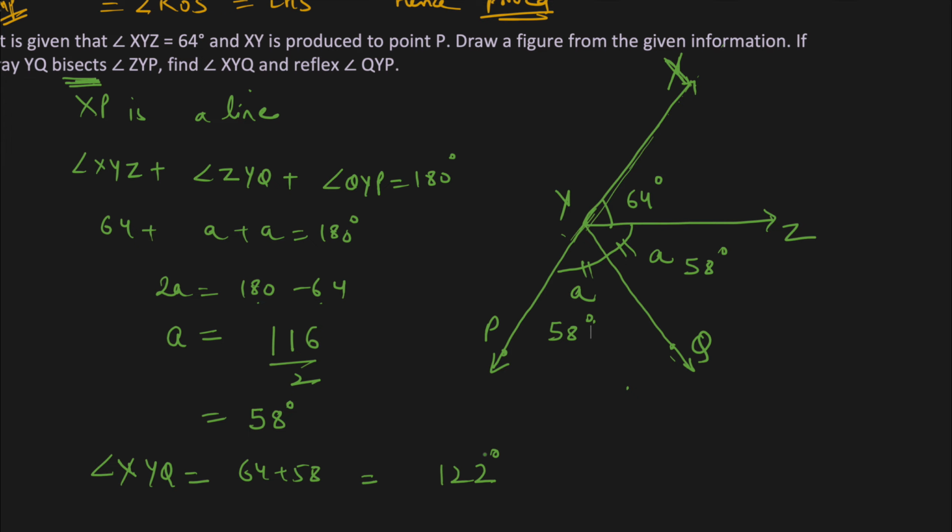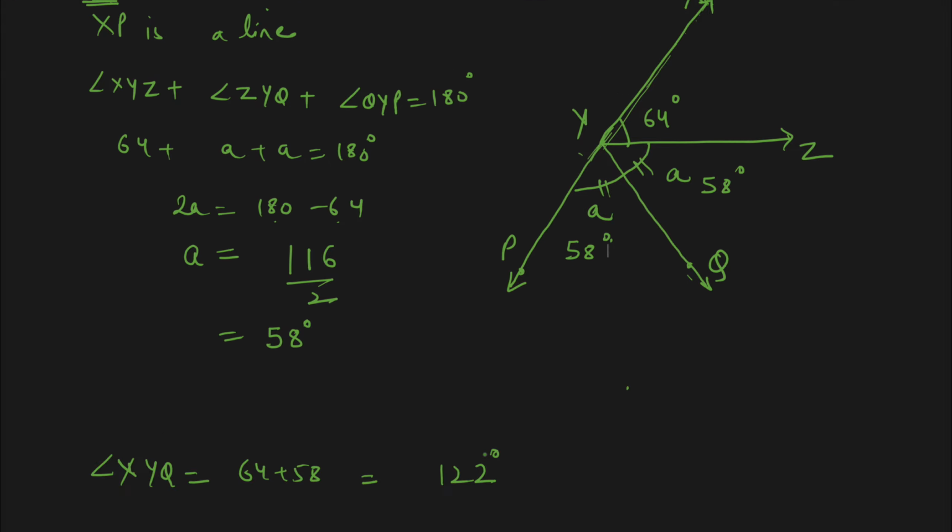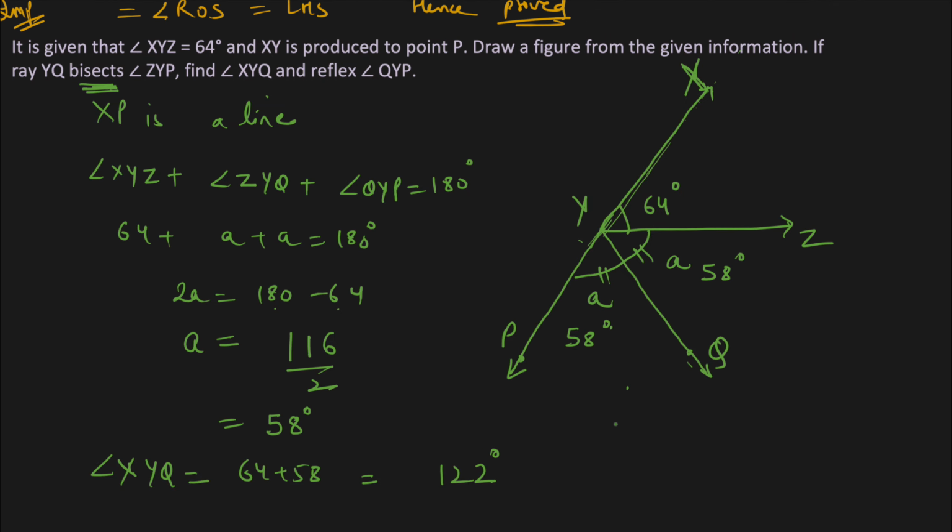Reflex of QYP. Now, sorry, what is QYP over here, students? Angle QYP is 58 degrees, right? So the reflex of QYP will be 360 minus 58. So how much will that be? Please write it down. 10 minus 8 is 2, 0, and that's 302 degrees. I hope it's clear, students.